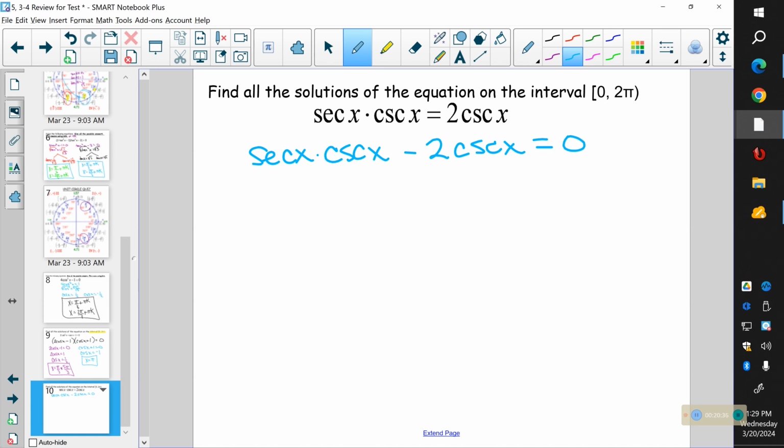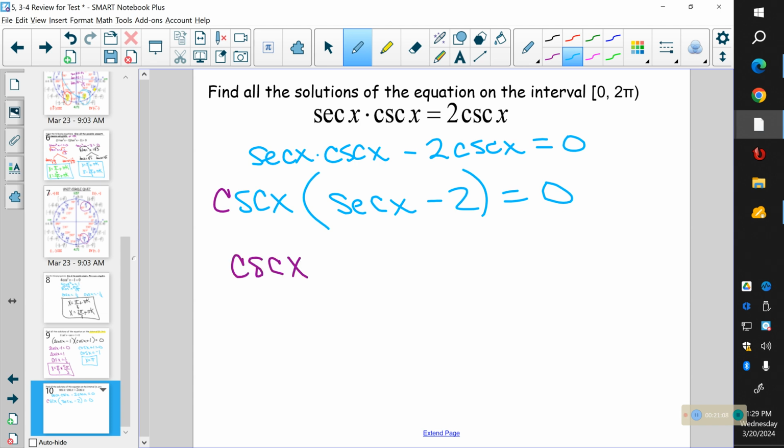Now what? Pull out the GCF. And what is the GCF? Careful. Cosecant. So I'm going to pull out the cosecant of x, and what remains is secant x minus 2 is equal to 0. Okay, so what do I do from there? Cosecant of x is equal to 0, and the secant of x minus 2 is equal to 0.